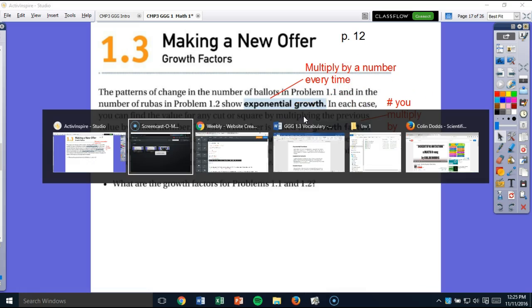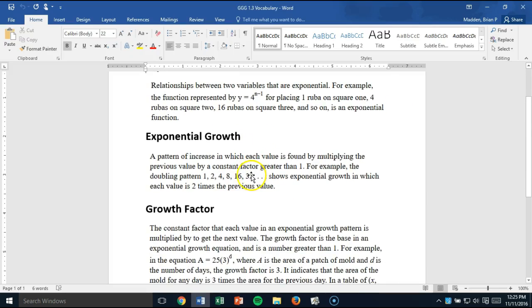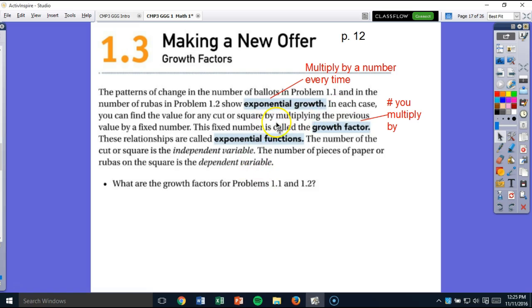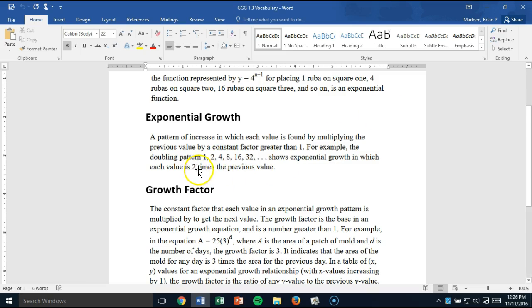If we take a look at our vocabulary definition here, exponential growth is a pattern of increase in which each value is found by multiplying the previous value by a constant factor greater than 1. For example, the doubling pattern 1, 2, 4, 8, 16, 32, and so on shows exponential growth in which each value is 2 times the previous value. In each case, we can find the value for any cut or square by multiplying the previous value by a fixed number. This fixed number is called the growth factor, or the number that you multiply by. In this example, it was the 2.